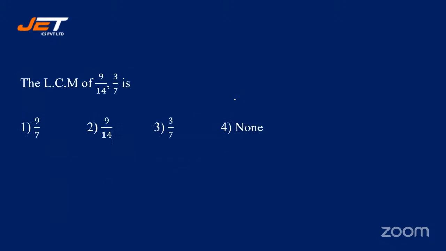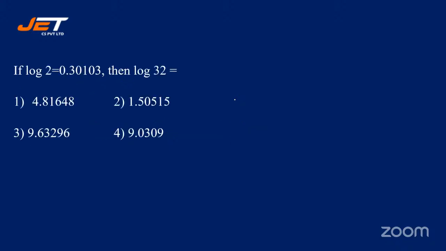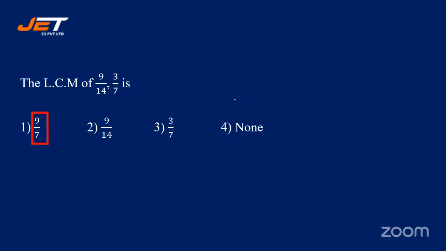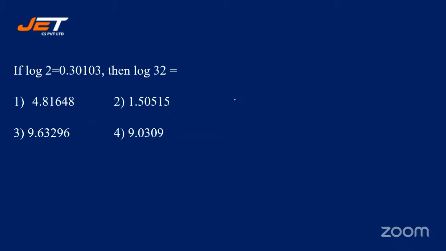LCM of 9 by 14, 3 by 7 is dash. So it should be 9 by 7. All right. So it should be 9 by 7. Okay. All right. See the next question.